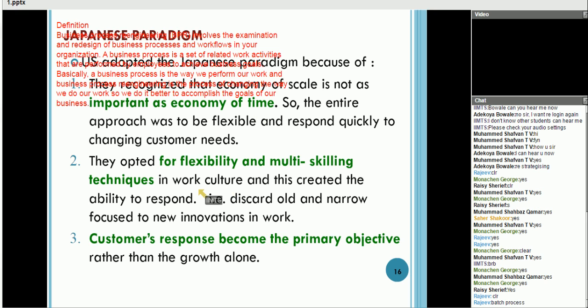Number two, they opted for flexibility and multi-skilling techniques in work culture, and this created the ability to respond. So the Japanese started the multi-skilling technique, where one employee needs to be multi-skilled, that is, discarding the old narrow focus for new innovations in work. Number three, customers' response became the primary objective rather than growth alone. So the feedback from the customers was also considered, unlike earlier. So this is the Japanese paradigm of re-engineering which the US people adopted. Clear, everyone? Any doubts?